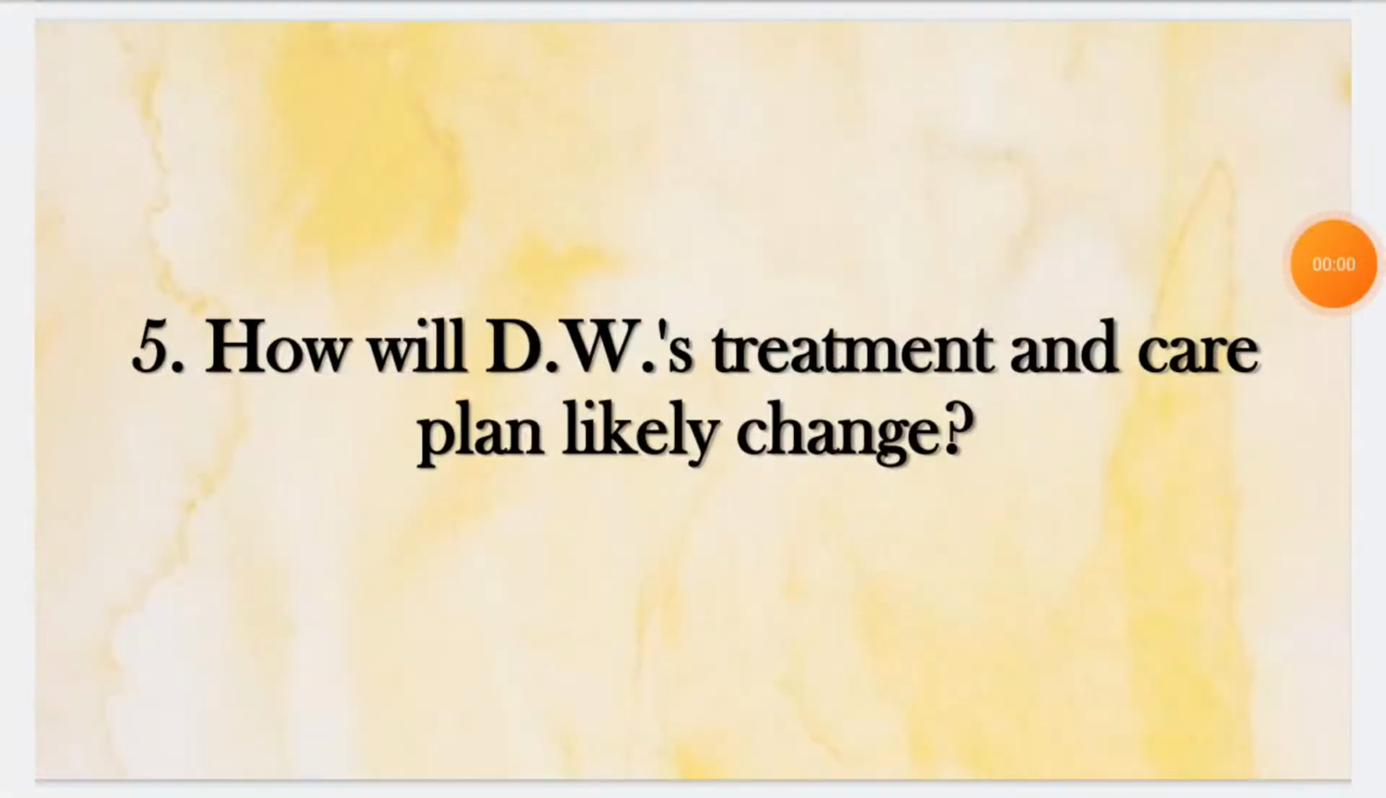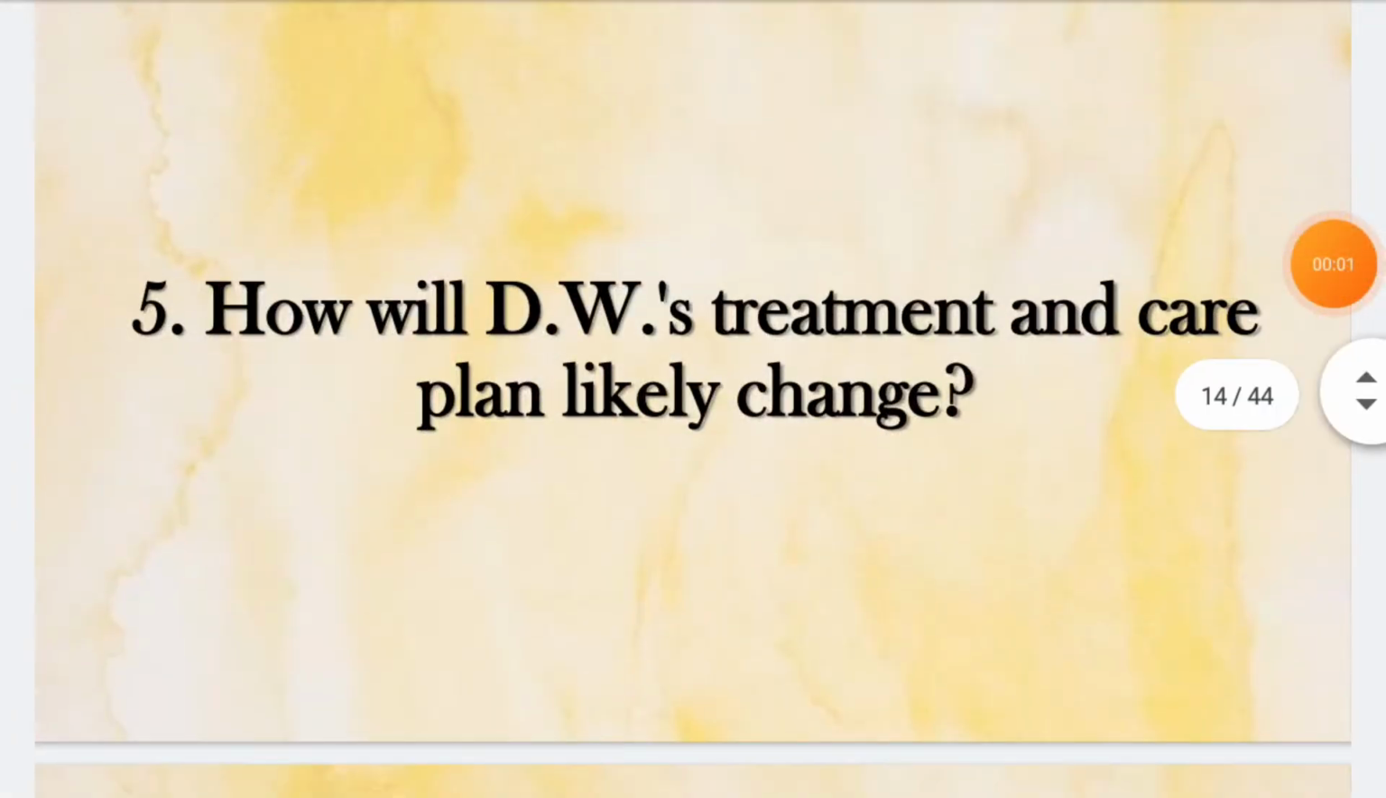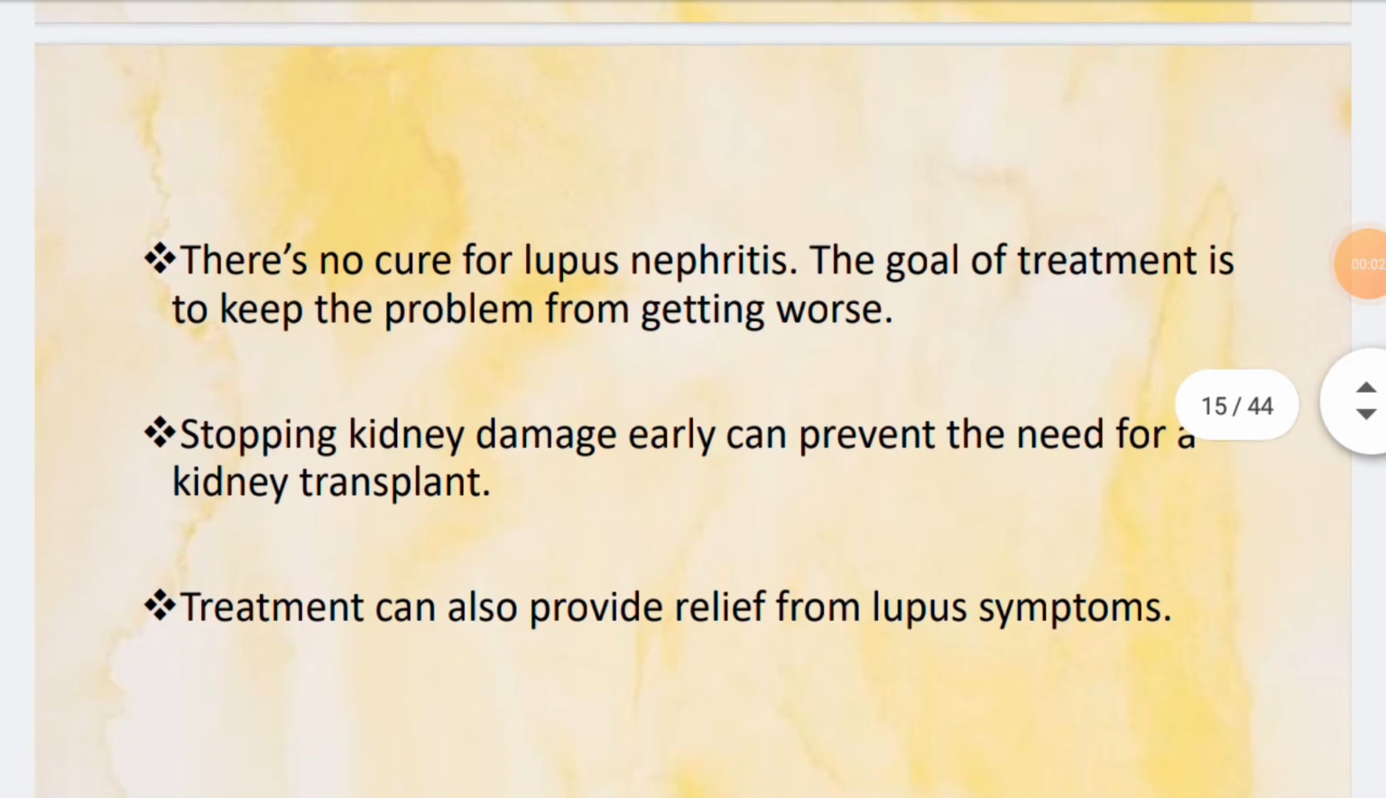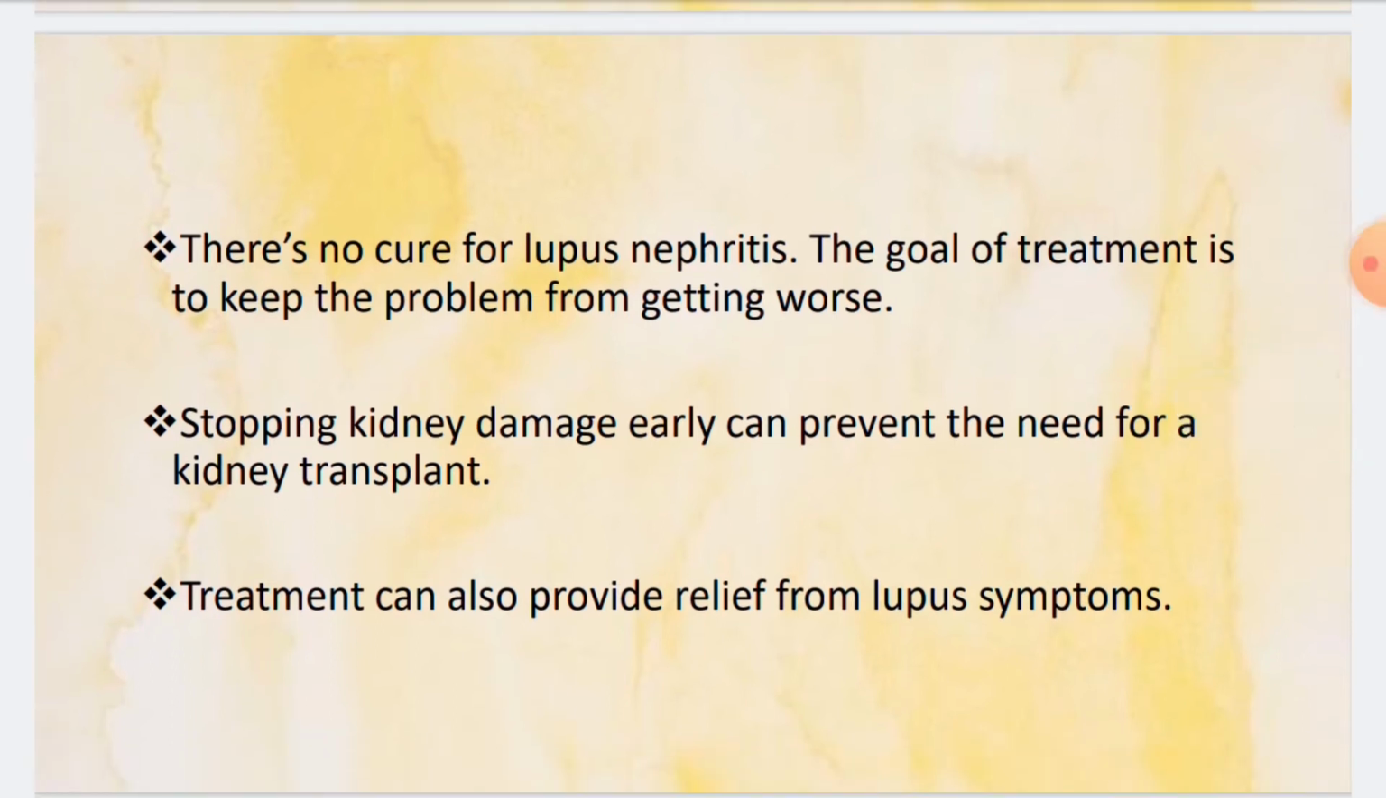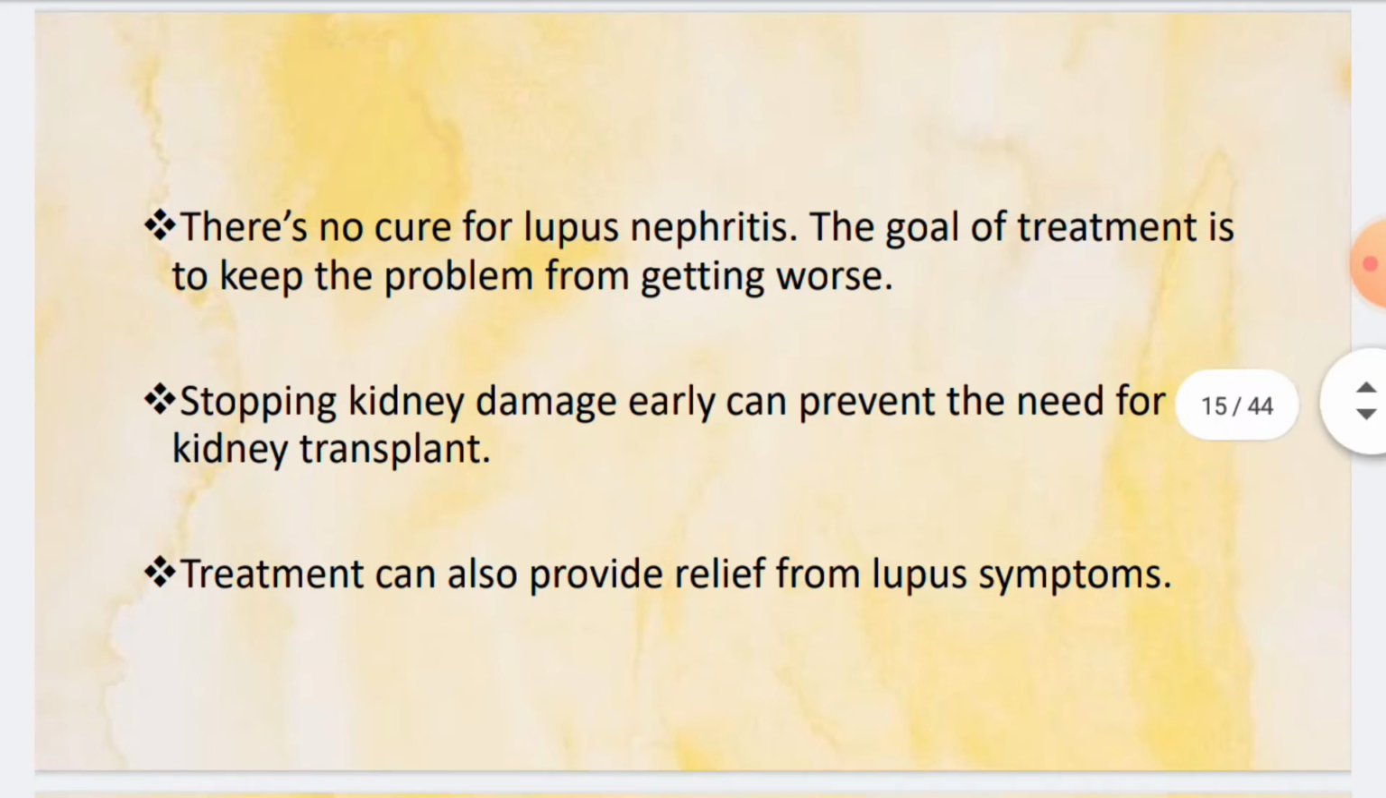Question 5. How will DW's treatment and care plan likely change? The treatments and care plans for these SLE patients are not to cure them because there's no cure for lupus nephritis, but the goal of the treatment is to keep the problem from getting worse and to stop the kidney damage at an early stage to prevent the need for a kidney transplant in the future. The treatment can also provide relief from lupus symptoms.